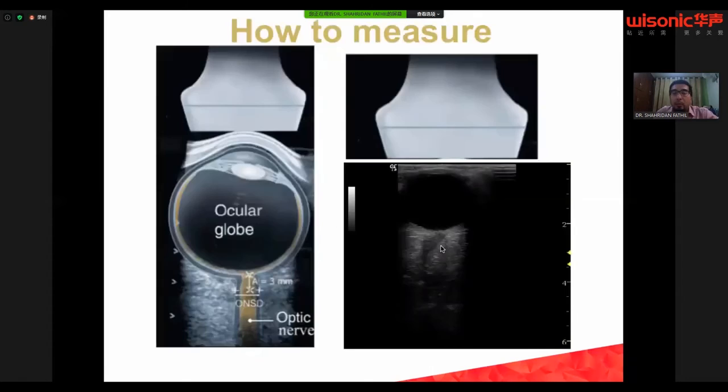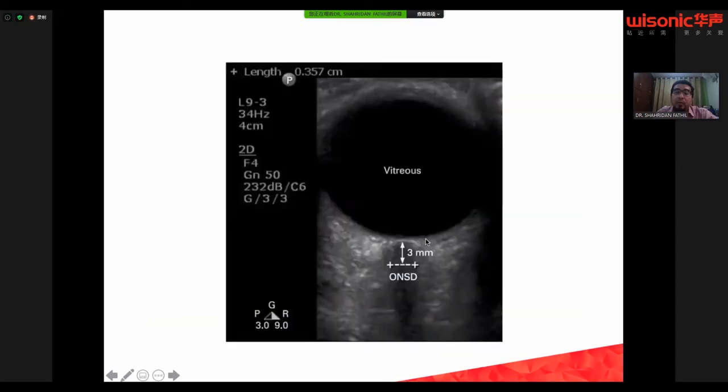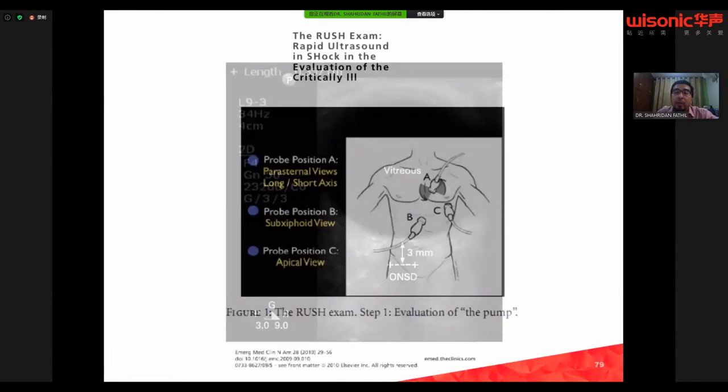So I'm going to show you this particular video. Can you see that? So this is actually the optic nerve sheath. Probably not very straight to the globe. So this is what we want to see. If you have a dilated optic nerve sheath diameter, it's quite consistent with a raised ICP. And this has been used in various studies.